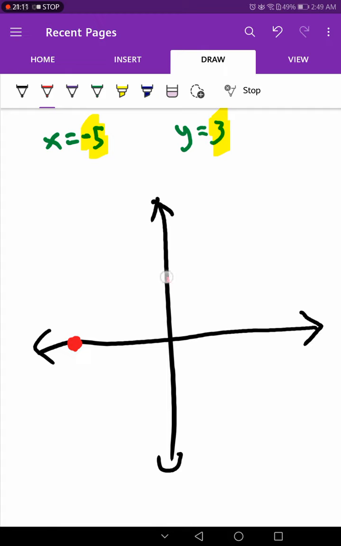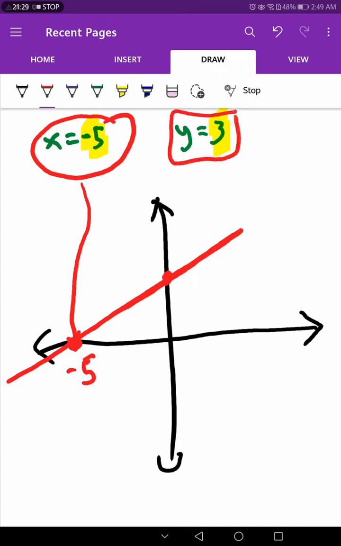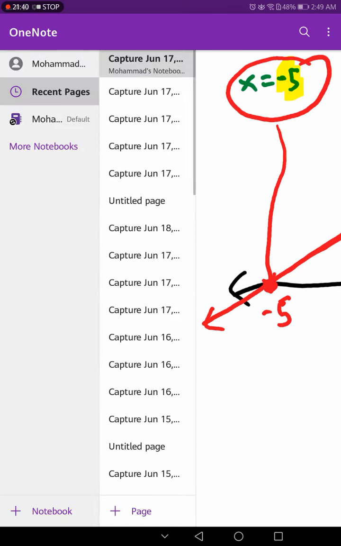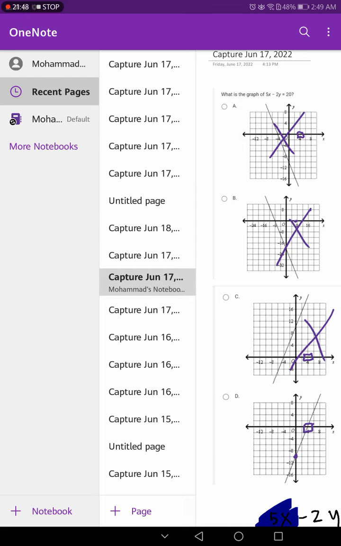1, 2, 3, like this here. Then you draw this line. Okay, this is the meaning of x-intercept. That means the line must pass through this point, -5. And this is the meaning of y-intercept equal 3. That means the line must pass through 3. Okay, I hope you get it. Now we're done with this.